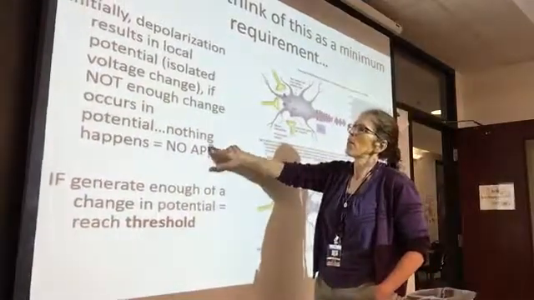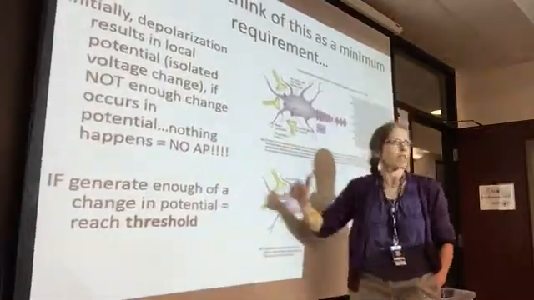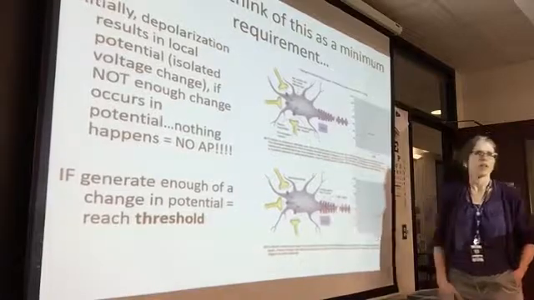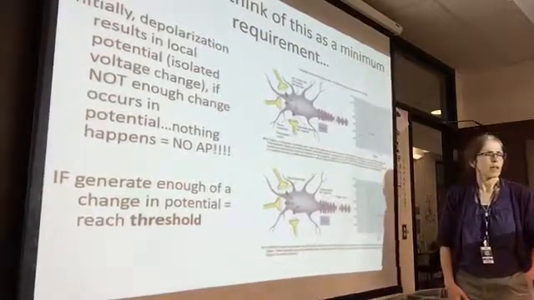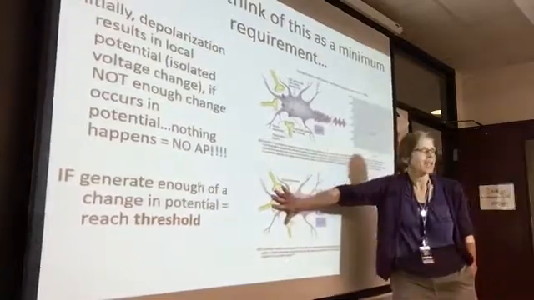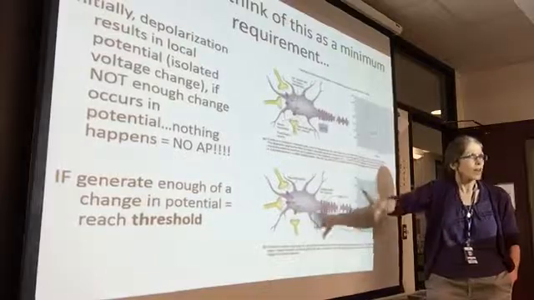If not enough, nothing happens, no action potential. If I generate enough change in the potential, measured in millivolts, I've hit threshold, and it's going to spread. So this ligand-gated channel is going to result in a voltage-gated one. Cause and effect.